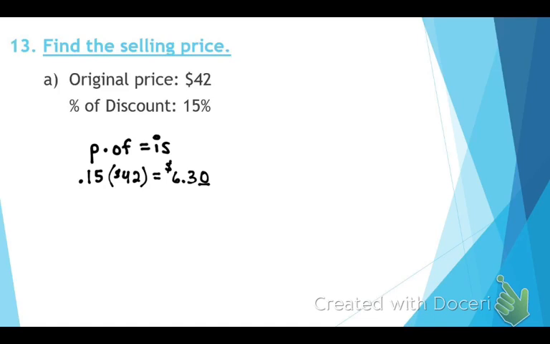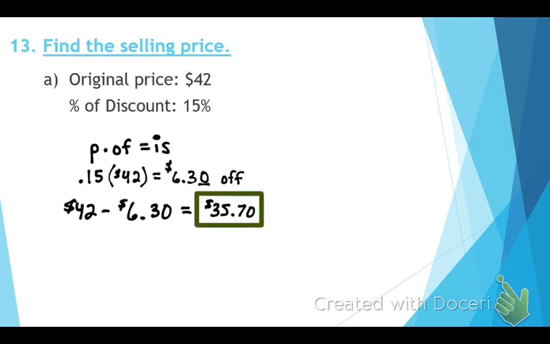Guess what that is that you found out there? That's the discount. That's how much they're taking off. So that's $6.30 off the original price. So now how would I find the selling price using that information? You got to subtract it. It's a discount. Remember, discount takes away some of the cost. So it was $42, and they take away the discount, $6.30. Now this will give you the cost or the selling price. What is the selling price, class? $35.70.